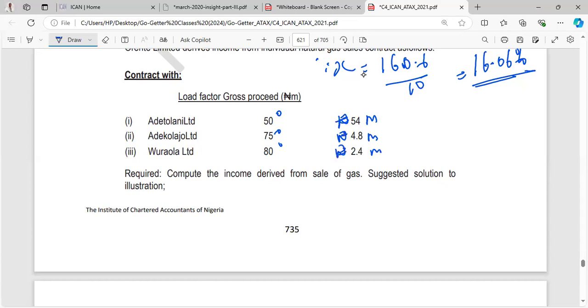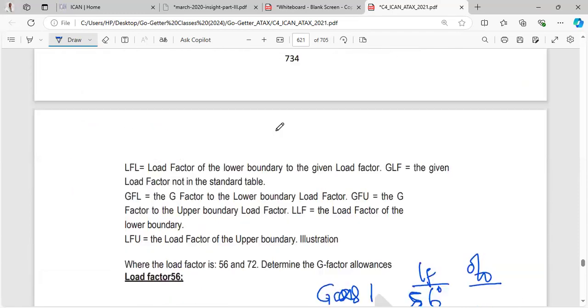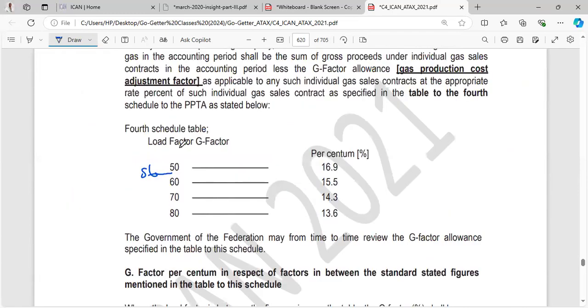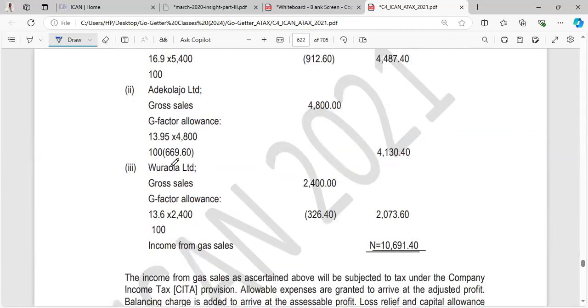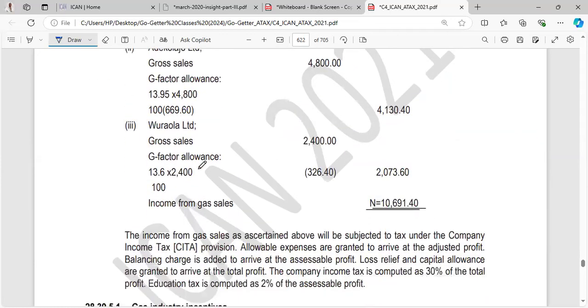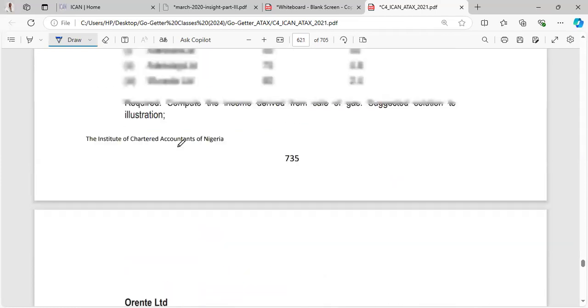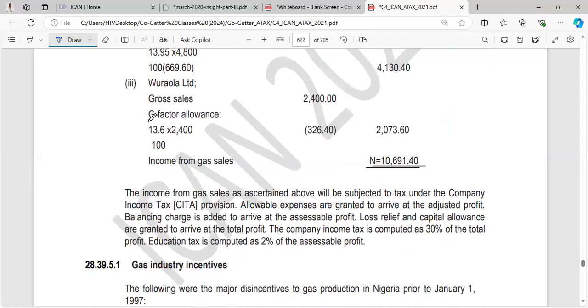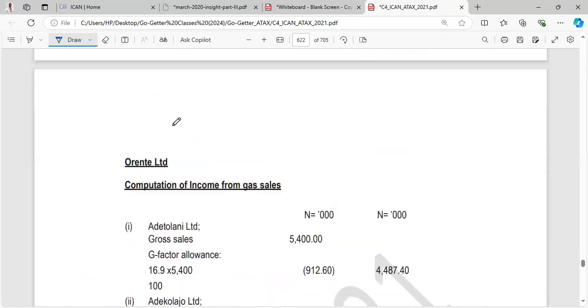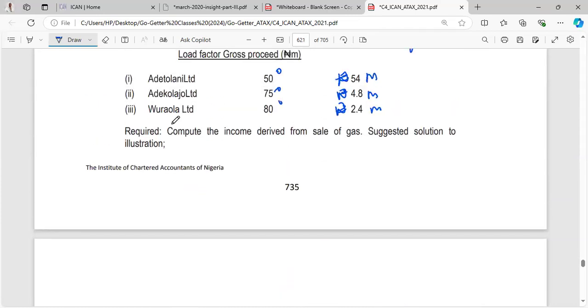If we are to do one of them now, I did 50, so I won't do 50. Let me do 75. 75 is between 70 and 80. So if you look at that one that is 75, let's see, Oroola Limited. Let's calculate that one as an example.